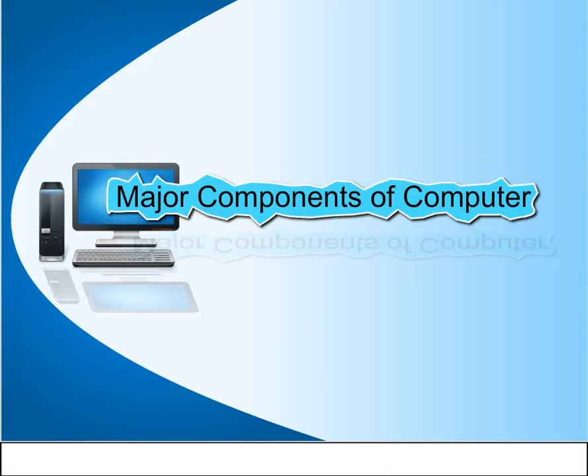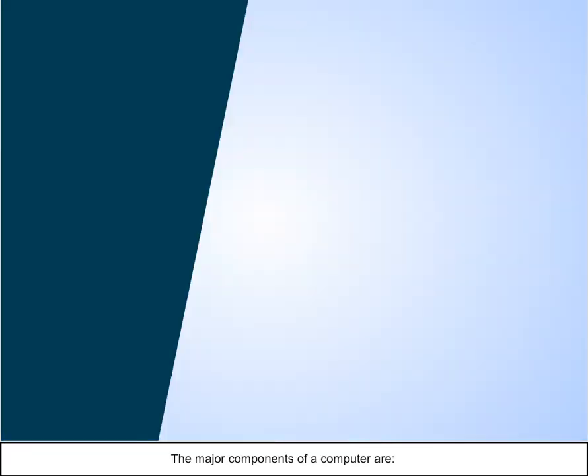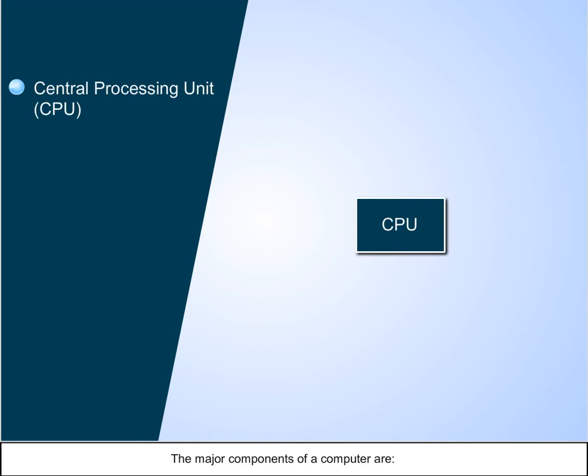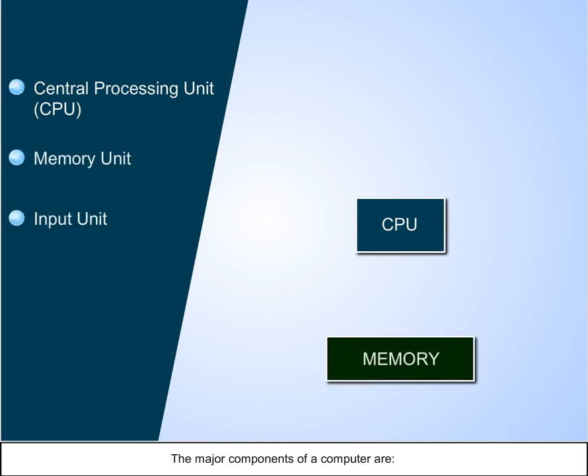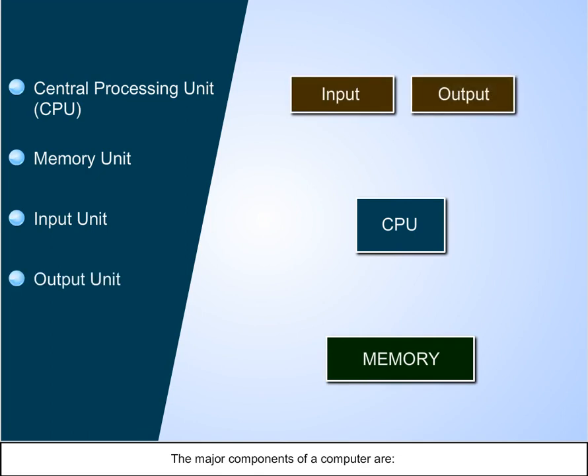Major components of computer. The major components of a computer are Central Processing Unit (CPU), Memory Unit, Input Unit, Output Unit.